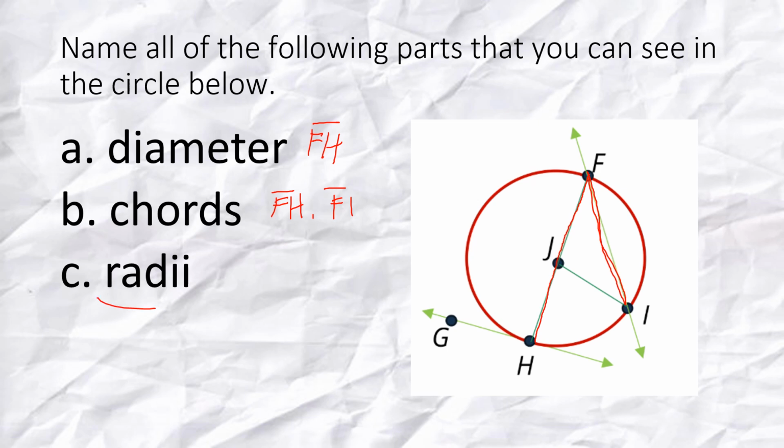Let us now proceed with the radii. Our radius starts from the center, so if our center is center J, to any point on the circle. Thus, the radii in the circle are line segment FJ, line segment HJ, and line segment IJ. So those are our radii.